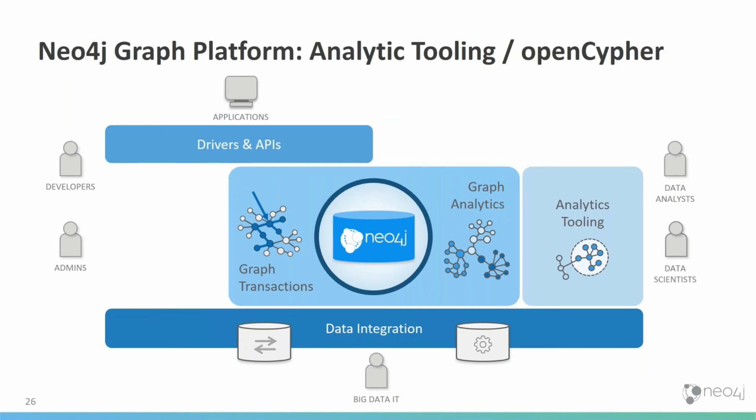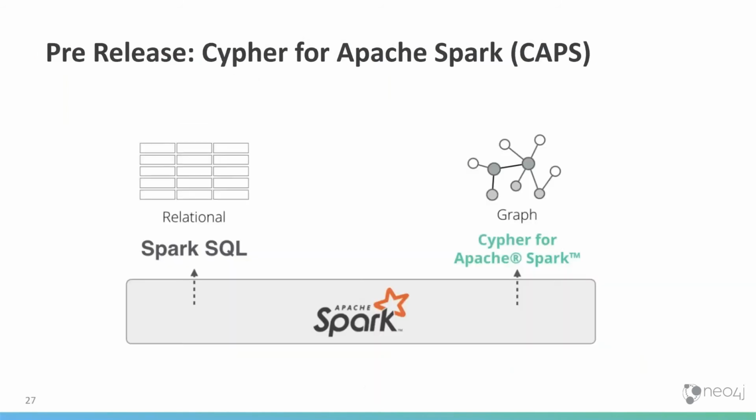So let's keep going on this data integration types of activities, and some of the analytic tooling that I want to talk about. And what a lot of this is going to revolve around is the introduction of Cypher for Apache Spark. Now, this is a pre-release set of code. It's being released through the OpenCypher.org organization and project.